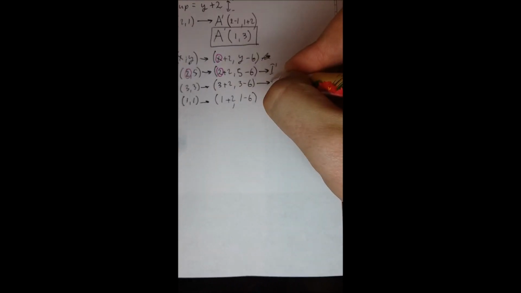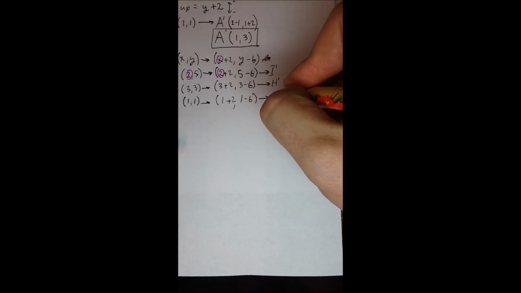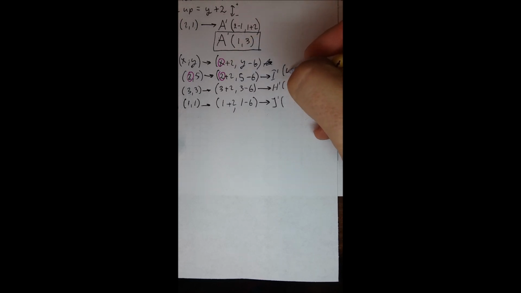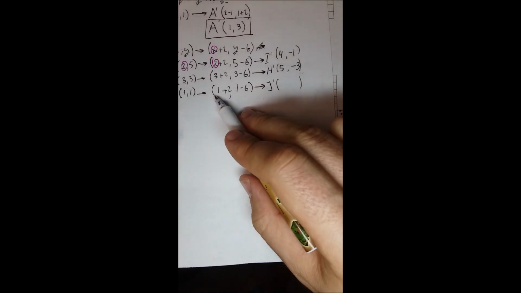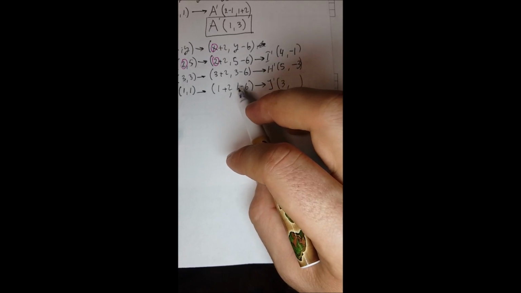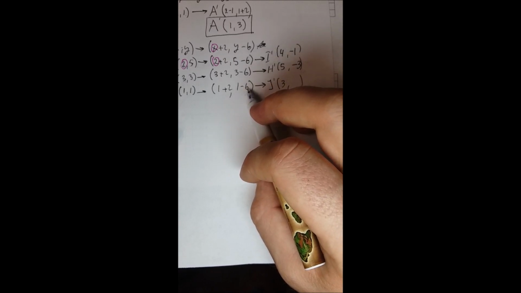I prime, this is our H prime, and finally this is our J prime. And we are going to put new coordinates here now. This is just simple addition. 2 plus 2 is 4, comma, 5 minus 6 is negative 1. 3 plus 2 here for H prime is 5, and 3 minus 6 is negative 3. And finally, 1 plus 2 is 3. And y minus 6, this is a tough one. Think about it as you have $1 and you overspend $6. So your balance now is negative 5. And that's your answer.